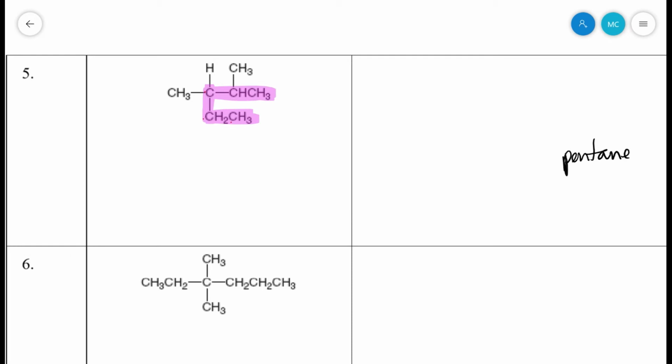Okay. And then the way you would label it is actually from the top. 1, 2, 3, 4, 5. So on carbon number 2 and carbon number 3, there are 2 methyl groups. So 2,3-dimethylpentane. Okay.